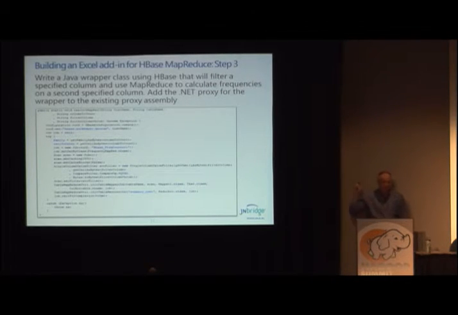You go back to the previous 2 slides ago using the proxy tool, and you generate .NET proxies for this Java wrapper you wrote around HBase MapReduce, so that you can now call MapReduce from .NET, actually from your Visual Studio project, where you're building this front end in Excel.